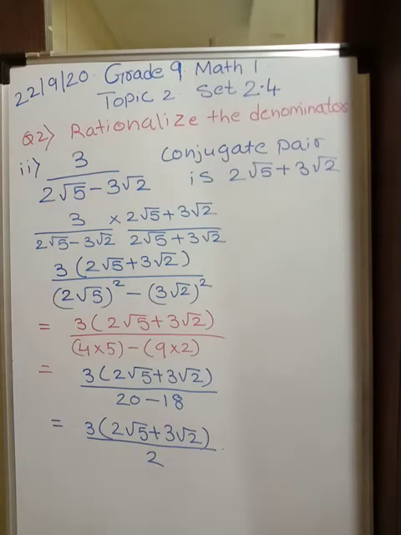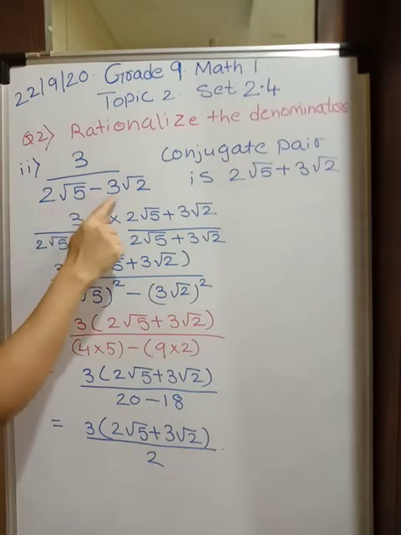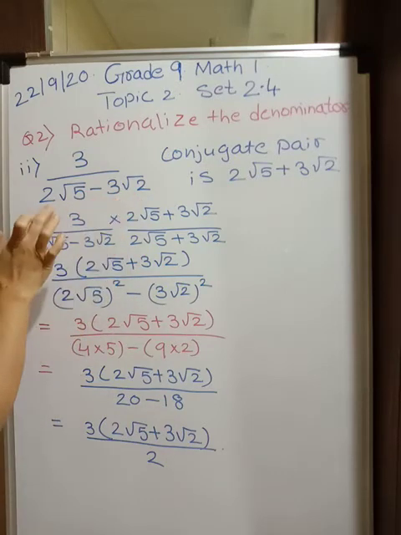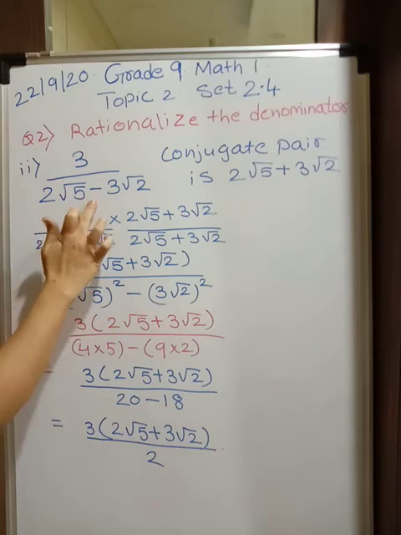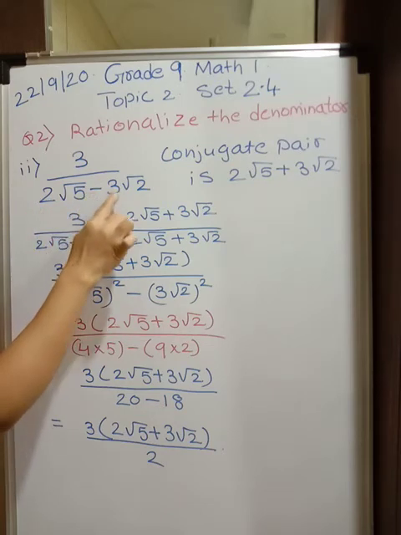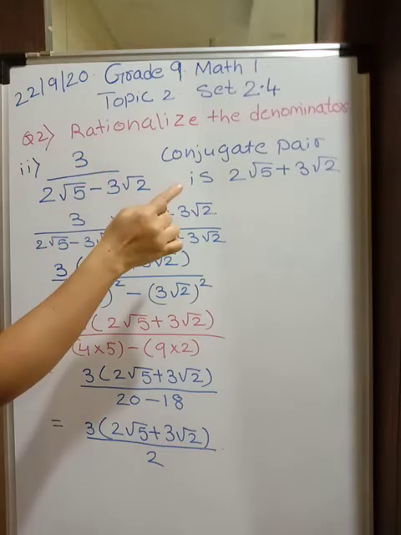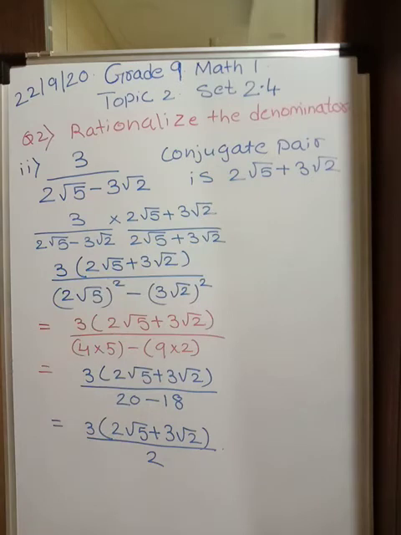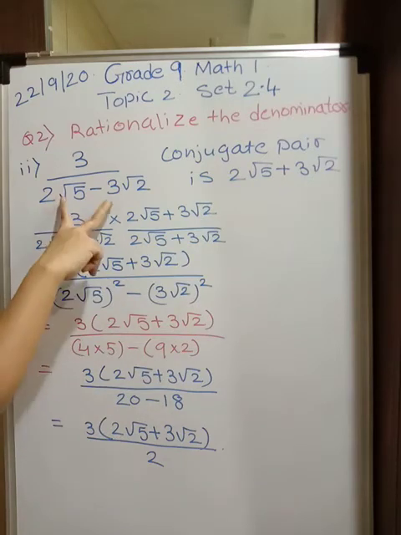Now look at the second question. 3 upon 2 root 5 minus 3 root 2. We have to multiply this with the conjugate pair of this number. What is the conjugate pair of this? It is 2 root 5 plus 3 root 2. So just change the sign. If it is plus, you should write minus as a conjugate pair. If it is minus, you should take plus here. It becomes the conjugate pair with the same terms.